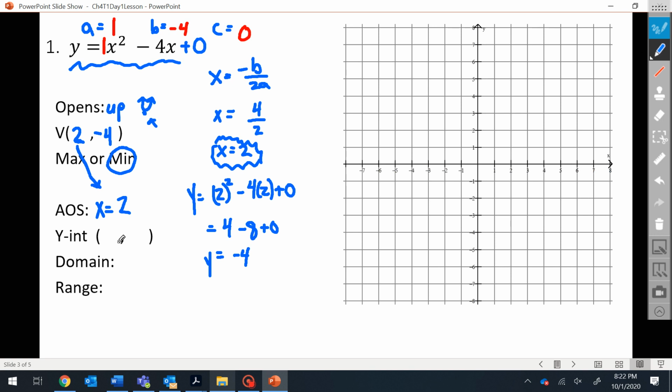The y-intercept always has an x-coordinate of 0 because it's on the y-axis. And the y-coordinate is just the c value, which we determined was 0. So it's going to be (0, 0).